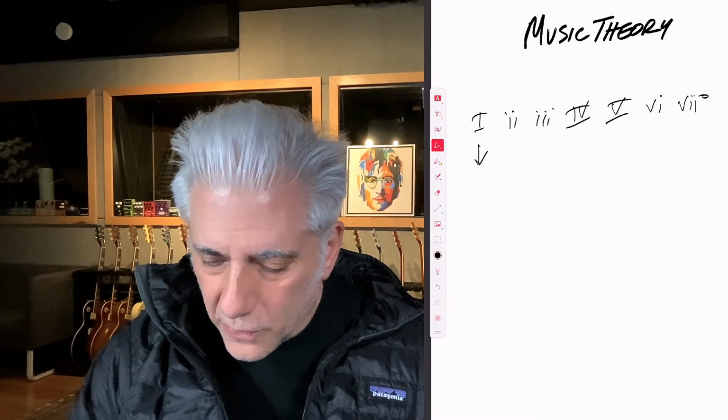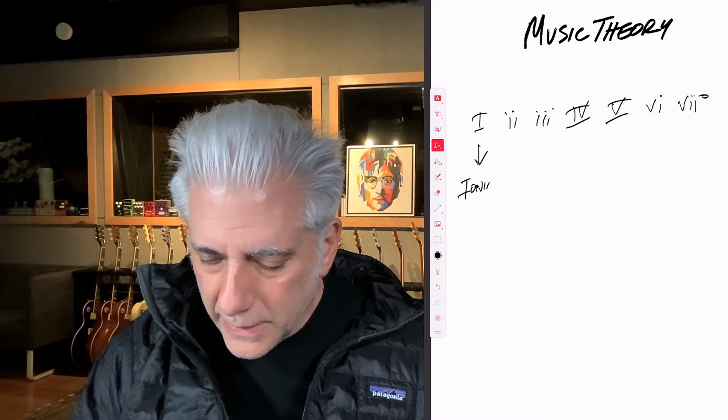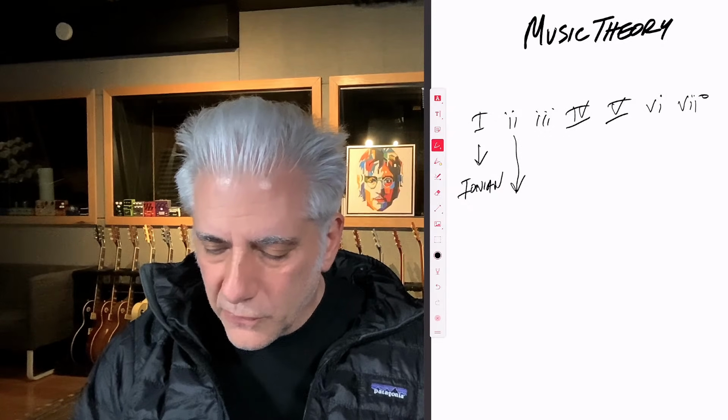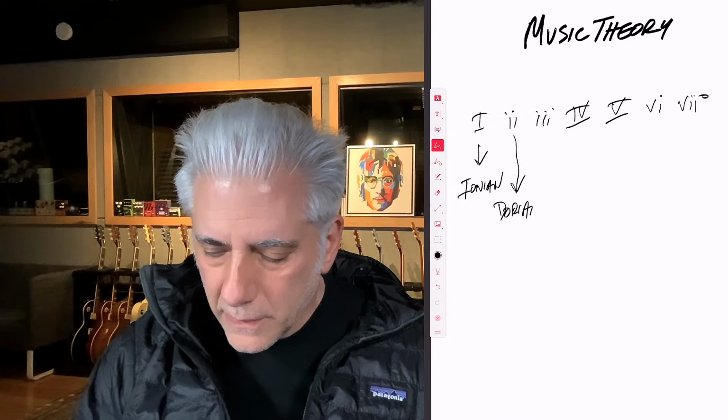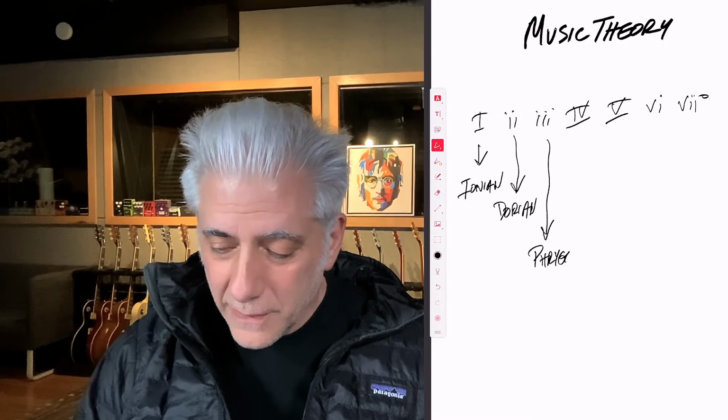And the modes that go with these, the mode that goes with the 1 chord is Ionian. The mode that goes with the 2 chord is Dorian. That's the second mode. This is how modes work. Phrygian.